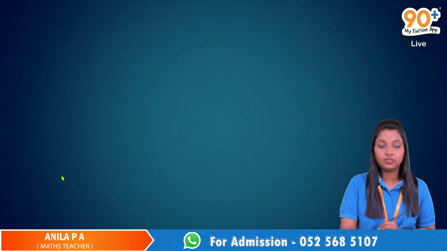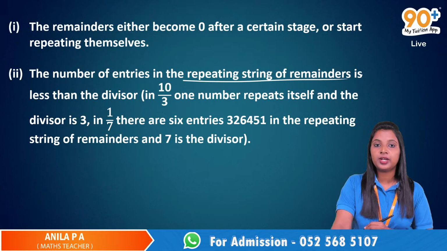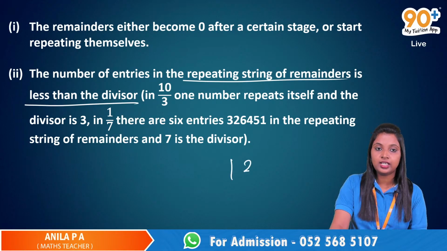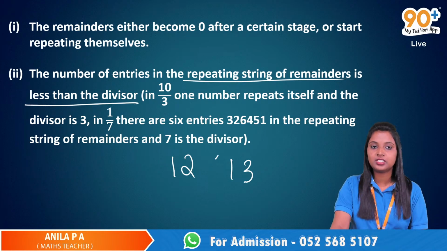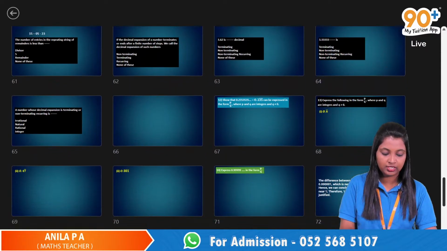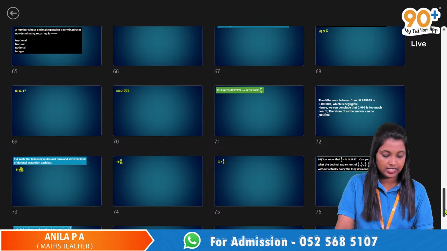The second rule: the number of entries in the repeating string of remainders is less than the divisor, and we are dividing by 13. So you have to check for at least 12 numbers. It may repeat after these 12 digits. So please do that and find whether it is non-terminating non-recurring or non-terminating recurring.